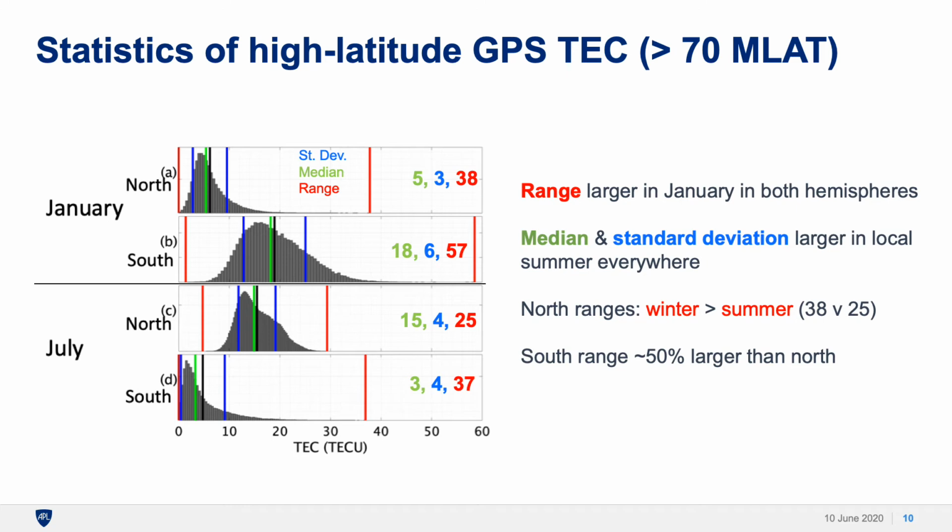Another thing to note here is that the south appears to be far more variable than the north overall, with the range going up 50% higher in the south than it does in the north. And so we'll try to use the SAMI3 model to understand what's going on here.